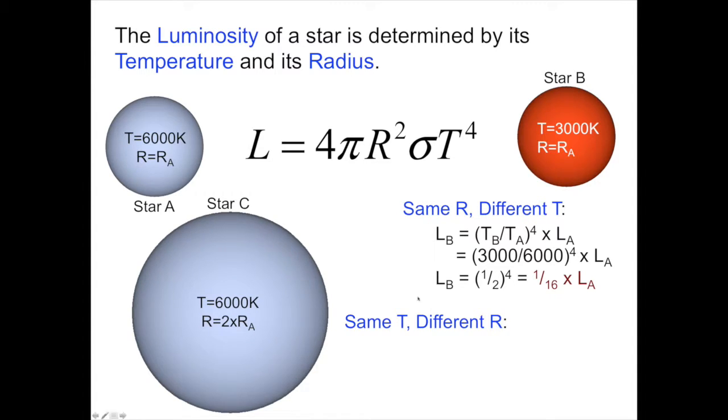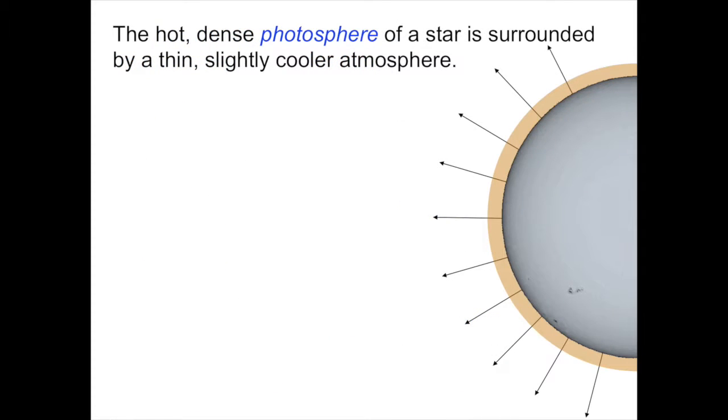If a third star has the same temperature as star A, but is 2 times larger in radius, so same T, different R, in this case, the luminosity of star C will be related to the luminosity of star A through the ratio of their radii squared. Because star C is 2 times bigger than star A, the luminosity of C will be 2 squared times L_A, or 4 times the luminosity of star A. So same temperature, different radius, the bigger star is more luminous. Same radius, different temperature, the hotter star is more luminous.